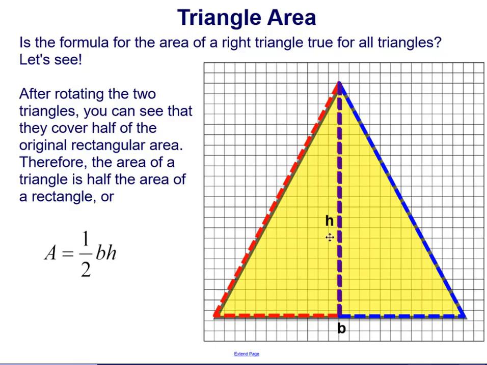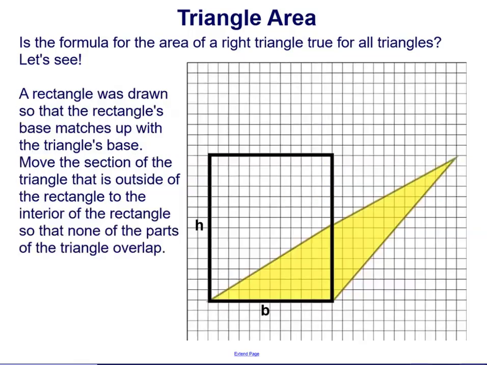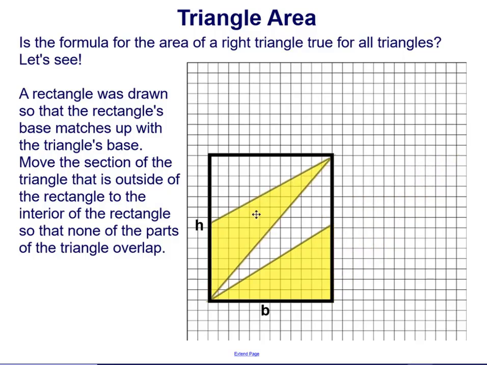My height is the purple line here that has been drawn because now I have a 90-degree angle for the height. It's 90 degrees and makes a perpendicular angle to the base, or b. How about a triangle shaped like this one? If we draw a rectangle so that the rectangle's base matches up with the triangle's base, I should be able to move the section of the triangle that's outside of the rectangle to the interior of the rectangle so that no parts of the triangle overlap. No parts overlap, and I've moved that to the interior.